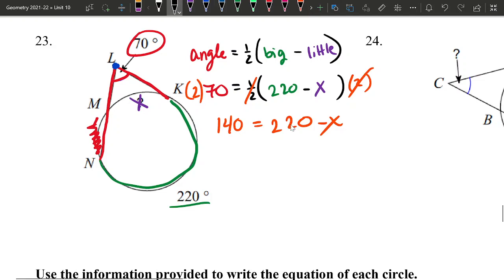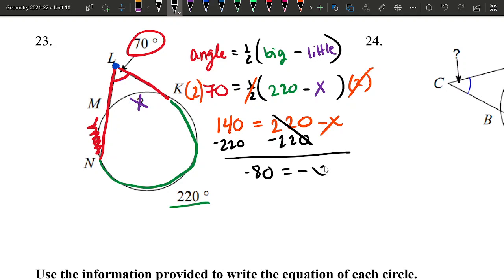And then I'm going to subtract the 220. So negative 80 equals negative x. If negative 80 equals negative x, then x equals 80. Or 80 equals x. The negatives cancel each other out. So the value of the little arc is 80 degrees.